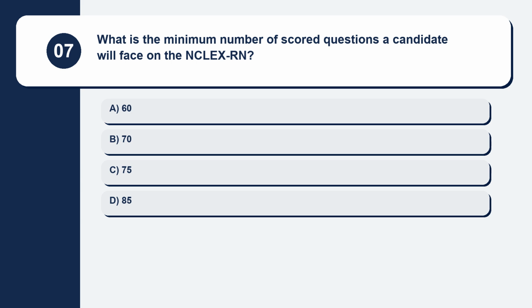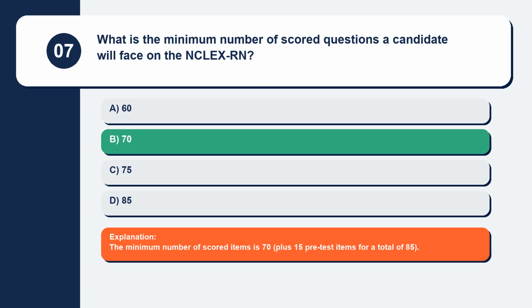Question 7. What is the minimum number of scored questions a candidate will face on the NCLEX RN? 60-70, 75-85. The minimum number of scored items is 70, plus 15 pre-test items for a total of 85.